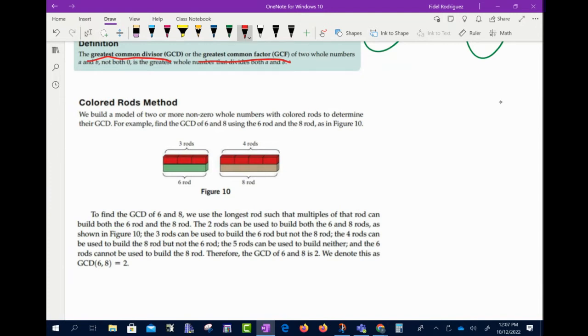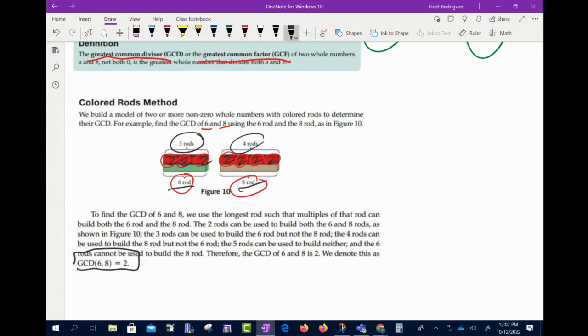Here we go, 6 and 8. What they do is they have these colored rods. They say, if I'm trying to get to a length of 6 and a length of 8, we can use rods of length 2. I know they didn't really write it in here, but those are supposed to be rods of length 2. If I have 3 of those, I can get my 6 rod, and if I have 4 of those, I can get my 8 length rod. They go through a lot of explanation, but they're basically saying the greatest common divisor is 2.